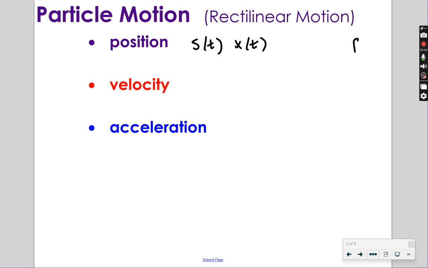I'm going to write over here. That's kind of like our f of x. Velocity, most of the time we're going to call it v of t. That is my f prime of x. And acceleration is a of t. That is my second derivative.